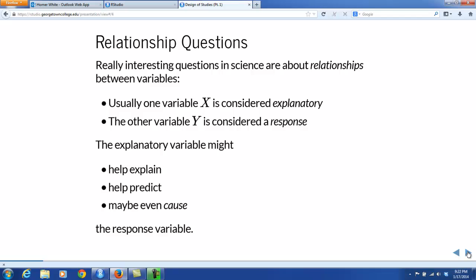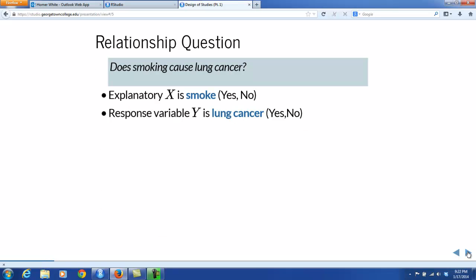So the explanatory variable might help explain the values of the response variable. It might help to predict them, or, and this is what we'll be most interested in this part of the course, we think it might help to cause the values of the response variable y. So let's look at an example, the relationship question, does smoking cause lung cancer?